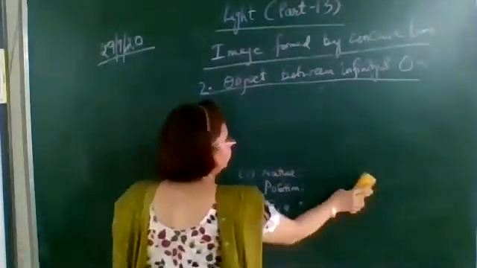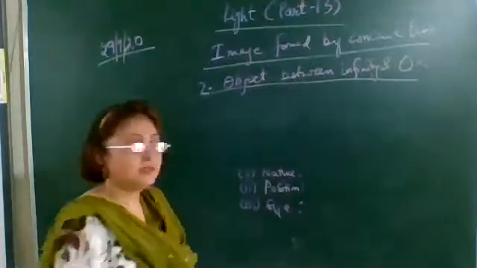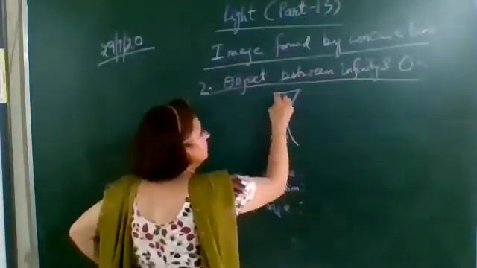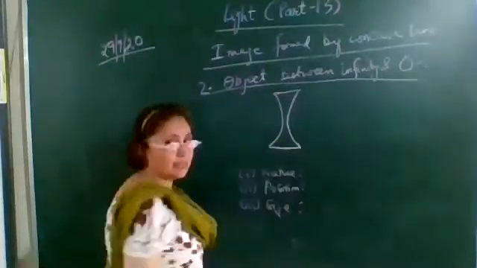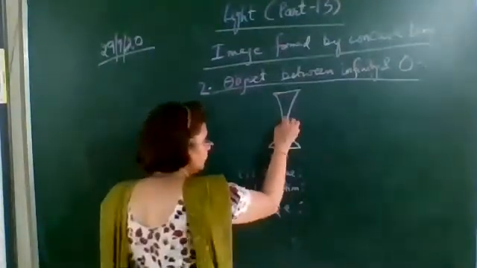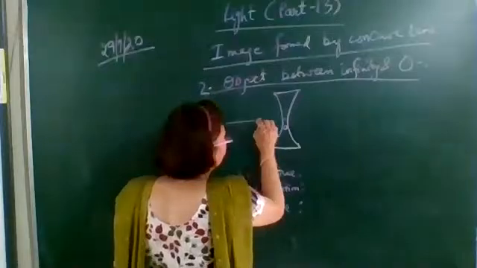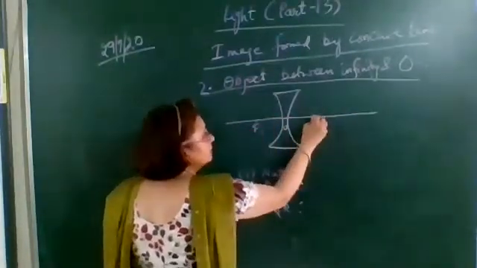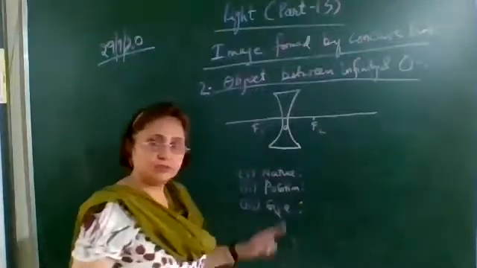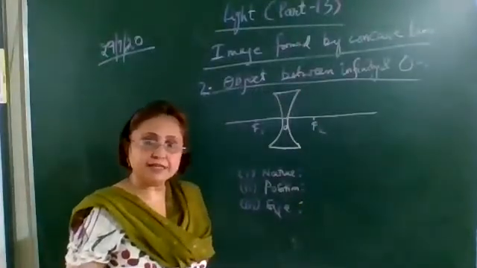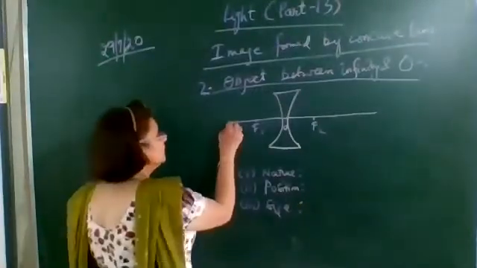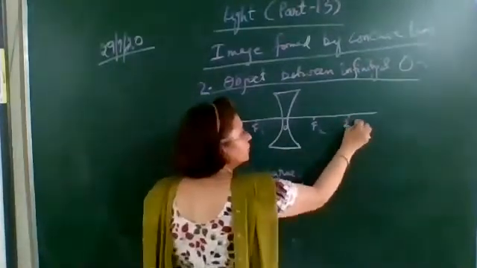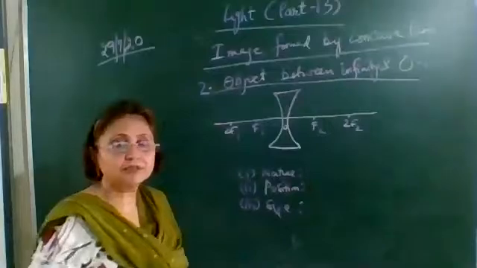Draw concave lens. Okay, now this is the concave lens. Mark optical center, the central point. Draw the principal axis. Then mark F1, F2 on either side of the optical center at equal distance. Then mark 2F1, double the focal length, and 2F2 on the other side.